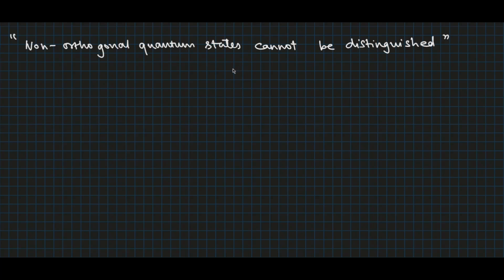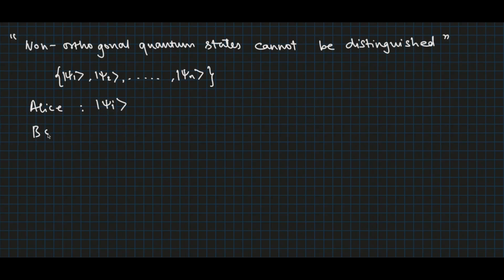Let's suppose we have a set of states from psi_1 to psi_n, and out of these states, suppose Alice picks a state psi_i amongst these states and gives it to Bob. So now Bob has to identify the value of i from the given set of states, and Bob can perform this task with certainty if the states given here are all orthonormal.